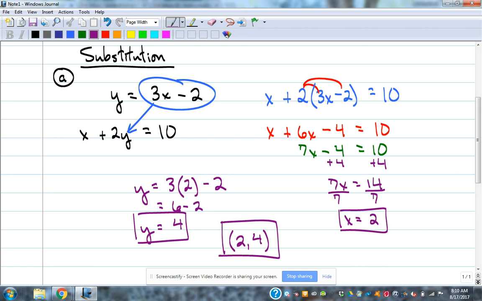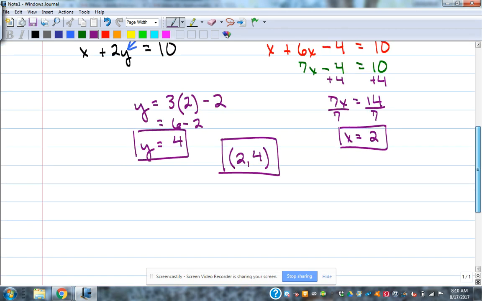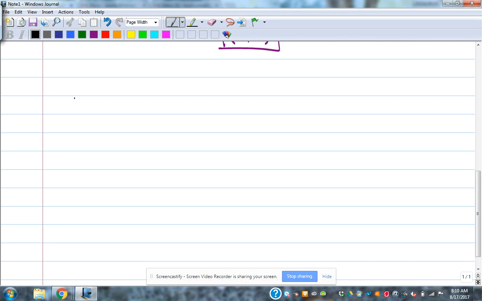All right. So let's look at one. Maybe it's a little tougher. Not much. But 3x plus 2y equals 1. Then negative 2x plus y equals 4. And we're still going to do substitution here.